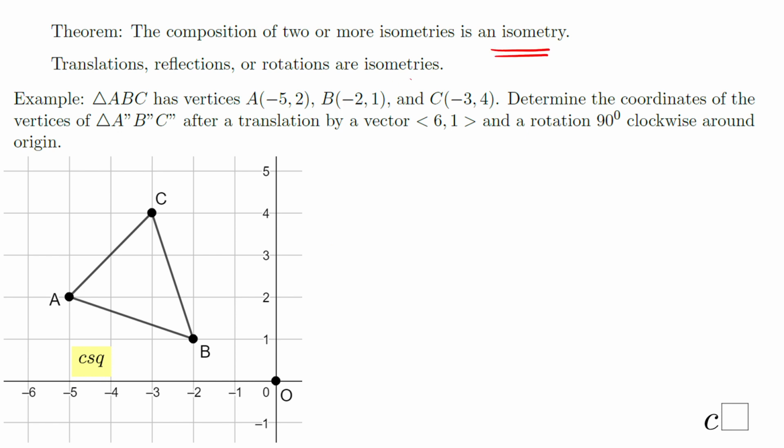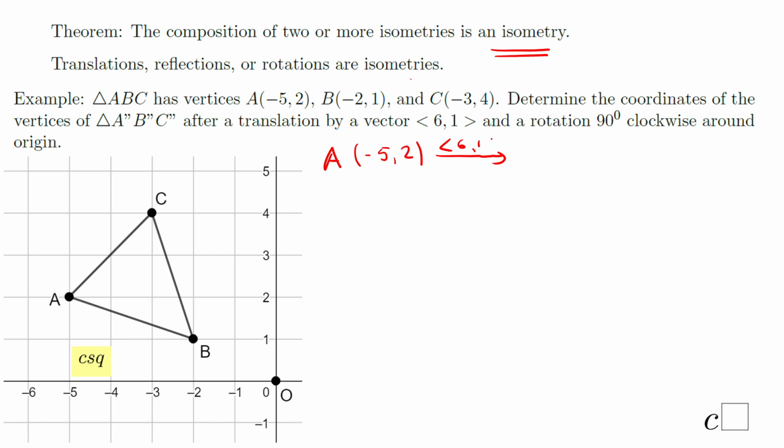Let's see one more example. By now you know we have a triangle, 3 points, you can see them, and now we're gonna do a translation by a vector 6 and 1 and a rotation 90 degrees clockwise. So let's start with the first point, A, which is -5 and 2, and that becomes under the translation of 6 and 1. And again, let me keep the vector form.